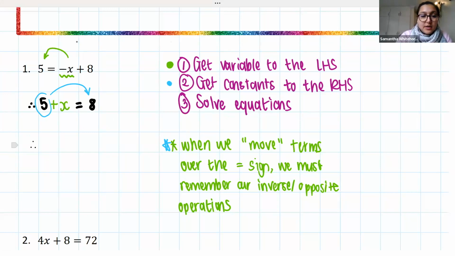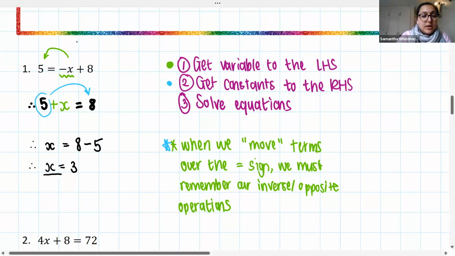So now what I have on the left-hand side is my x. And on the right-hand side, I'm bringing the 5 to join the 8, but I have to change its sign. It was originally positive 5, and so now it's going to be minus 5. And so now I've got x is equal to 8 minus 5, which is 3. Now remember, I want a positive 1x all by itself. That's what I have. And so in this equation, I have managed to solve for x.